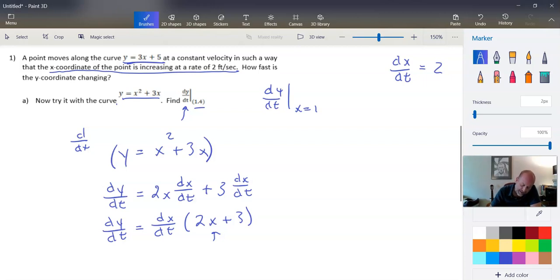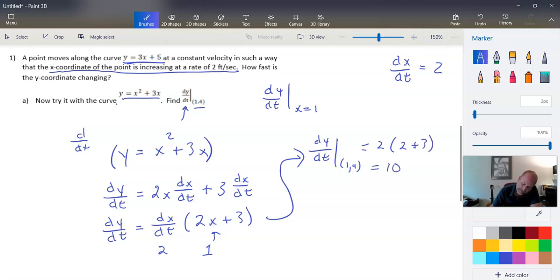Nonetheless, either way, x is 1, which means we're going to be plugging a 1 in here. And dx/dt is 2, which means we're going to be plugging a 2 in here. And so that means that dy/dt evaluated at the point (1,4) is going to be equal to 2 times 1 plus 3, which is 2 times 5, which is 10. And so at that point, it's moving at 10 feet per second.